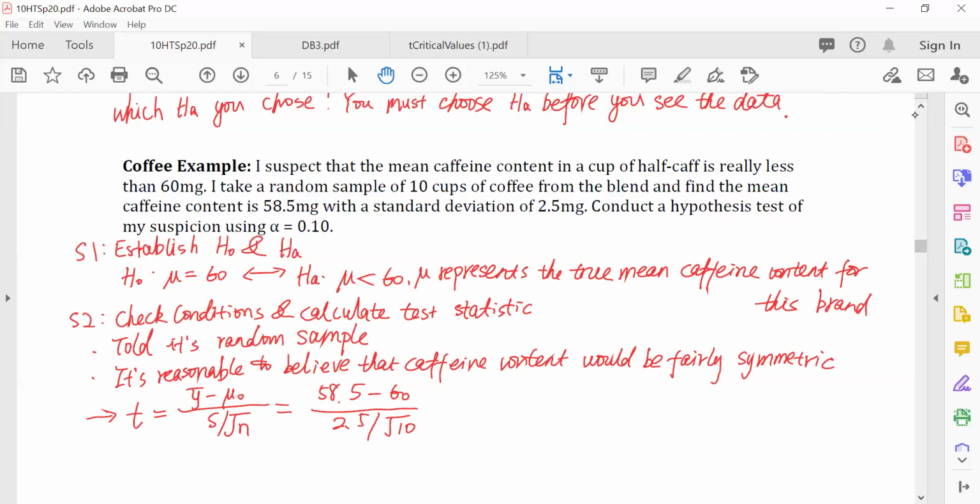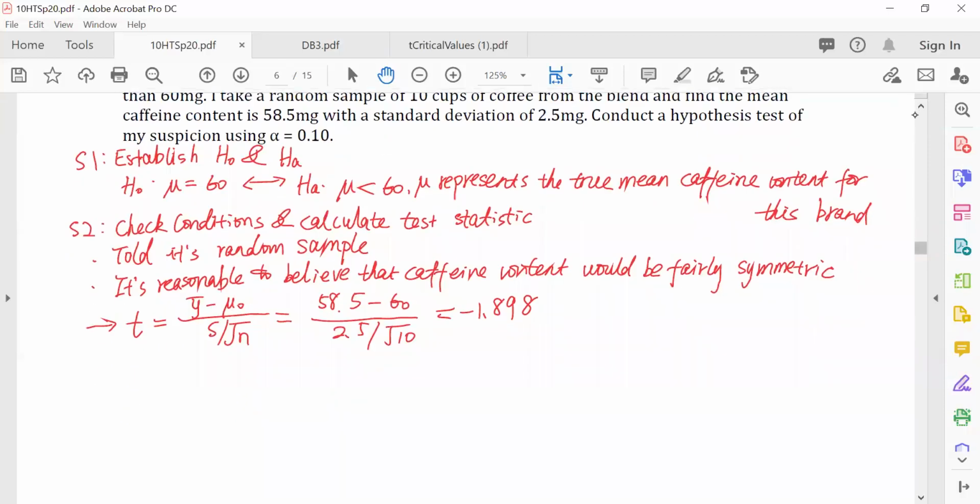So this value is negative 1.898. I am not sighing because I don't feel comfortable with this, it's just that I try not to cough. So the test statistic is negative 1.898. So that's the second step.